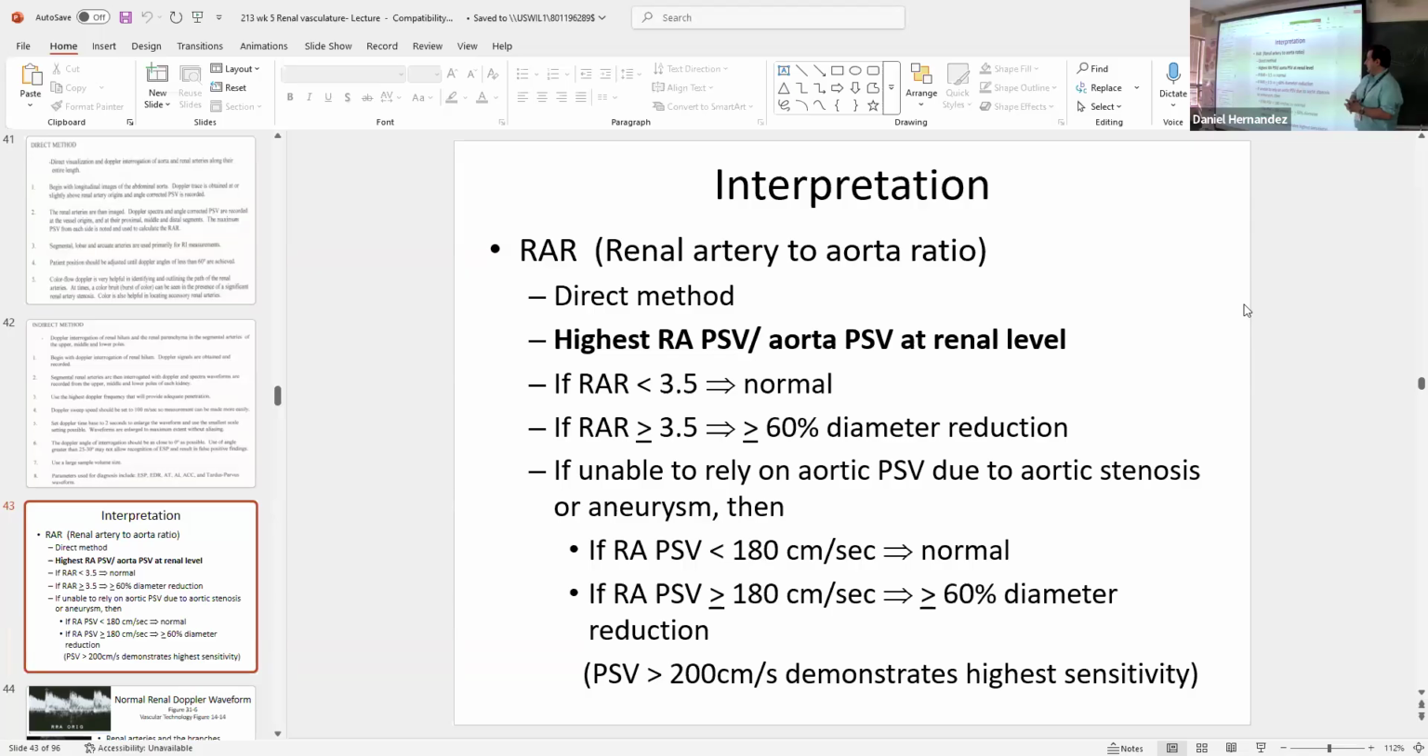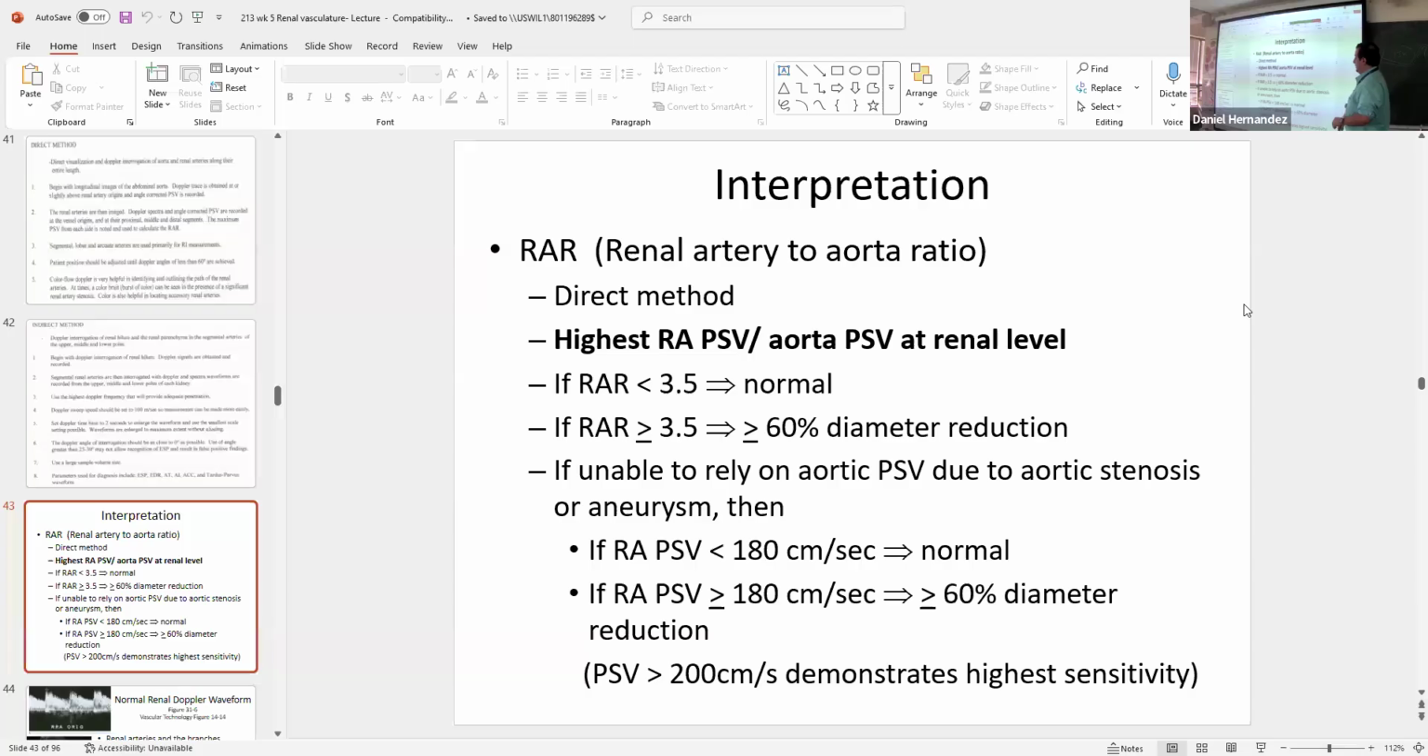Again, the RAR is more sensitive because it takes into account the effects of the aortic velocity. Like we said, if someone's got an aneurysm, those aortic velocities are going to be very low, and these could potentially be very high and skew our comparison. If the aortic velocities are low, the renal velocities are also going to be low, but the ratio could still be high and be stenotic, and it won't get to that 180 criteria.